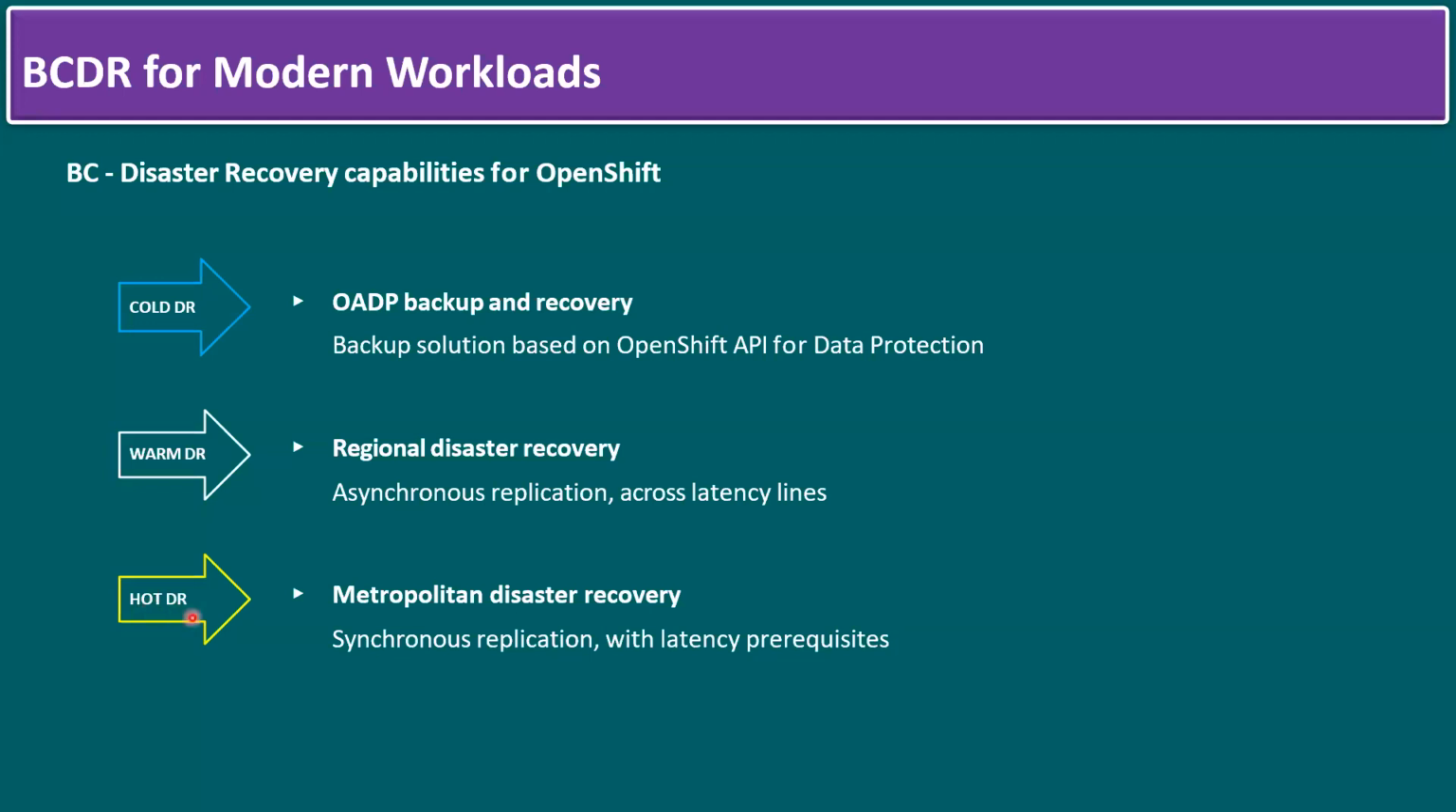And another scenario is hot DR. It is metropolitan disaster recovery. That means it is like a stretched cluster environment. If you want to configure a stretch cluster within OpenShift, we can use one of the Red Hat tools called Red Hat OpenShift Data Foundation. When you use Red Hat OpenShift Data Foundation, it will help you to do synchronous replication with latency prerequisites.